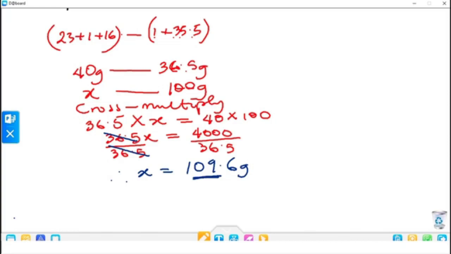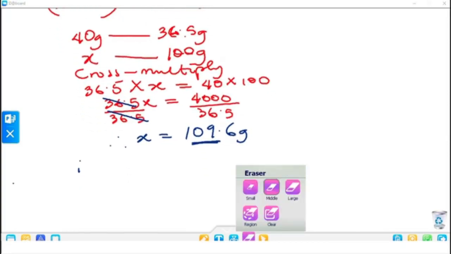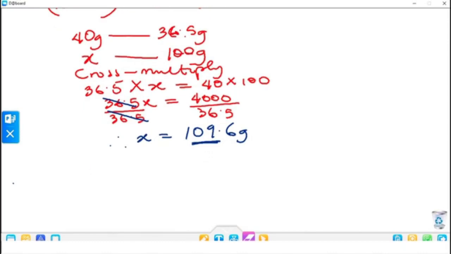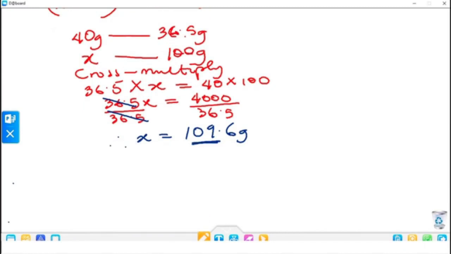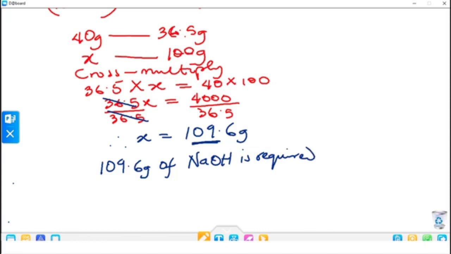So it simply means that 109.6 grams of sodium hydroxide will be required for 100 grams of HCl. So that is what it simply means, and we have just done that.